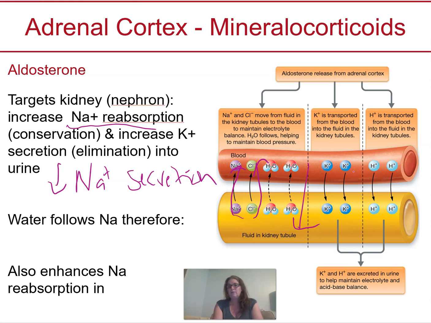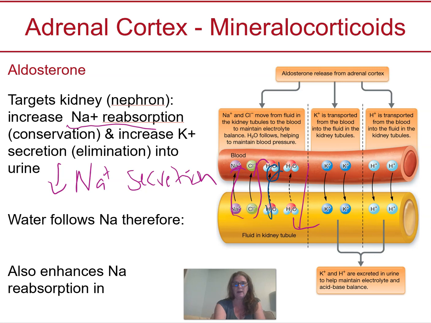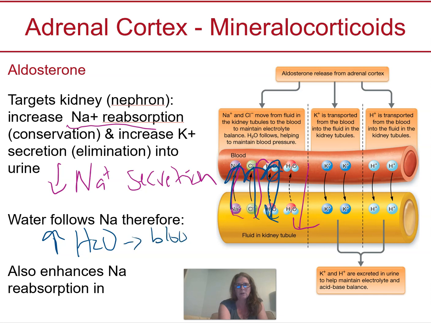Now, water likes to follow sodium. So think of water and sodium as being BFFs. So water tends to want to follow sodium back. Let me draw this a little better and make it correct. And so it also tends to increase water reabsorption, or think about it as bringing water back into your blood. So what this would do is it would increase your blood volume. So you'd have more water in your blood, so your blood volume would go up and your blood pressure would go up.